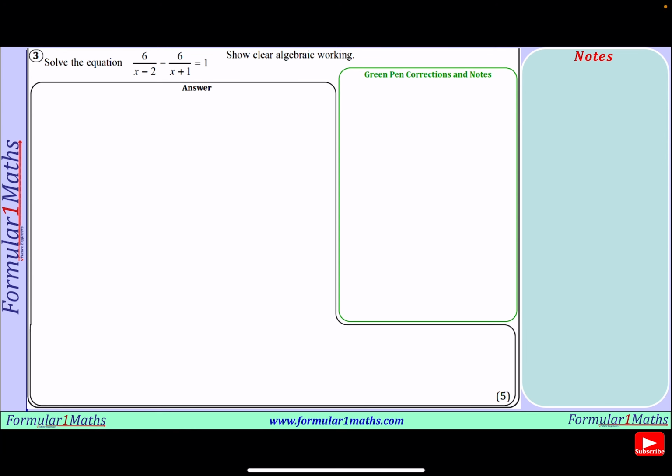Question 3. Solve the equation. Show clear algebraic working. So the first step is to multiply each term by x minus 2 times x plus 1. Sorry, there's a typo here. It should be x plus 1. There's a typo here. So let's go and do that.